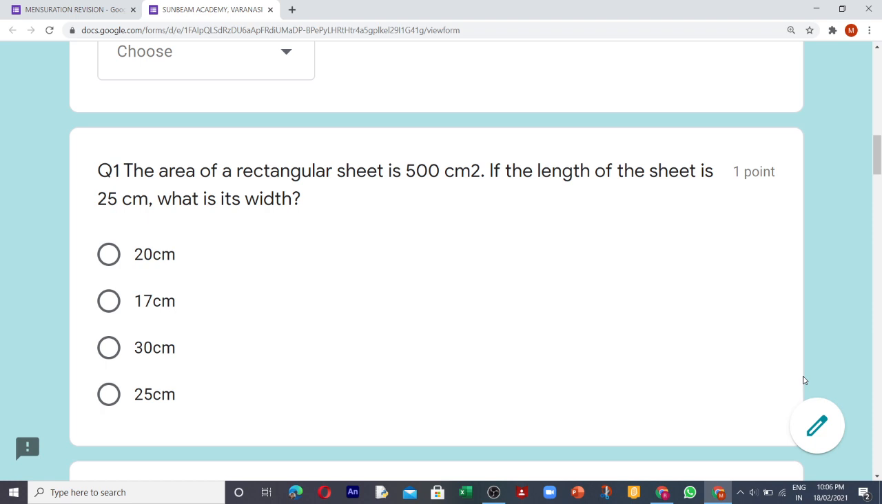Question number 1. See, in this ABCD is not given. So what you have to do? You have to write down the answer. Okay. And once you open this form, children, after submitting it, you will get your answer. You are able to see how much you have scored. Come on, children. Do it fast.